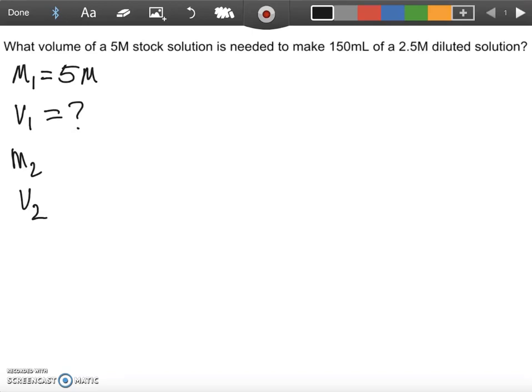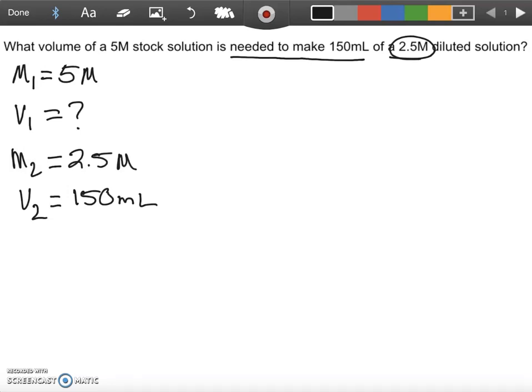Okay, alrighty, remember the twos pertain to the solution that we're trying to make. Did it give us any information about the solution that we need to make? Well, it says is needed to make 150 milliliters, so we do have a volume of 150 milliliters. That's how much new solution we need to make, and it did give us a molarity of 2.5 molar. All right, so overall we need to figure out how much of the original stock solution I am going to need to pull out in order to make this new solution here.